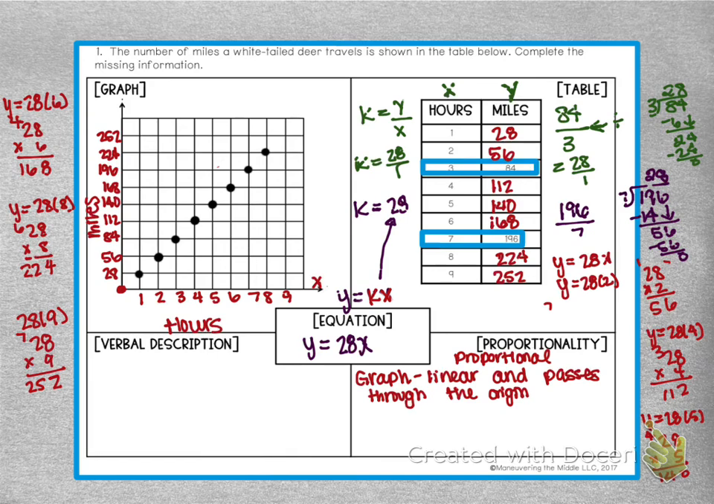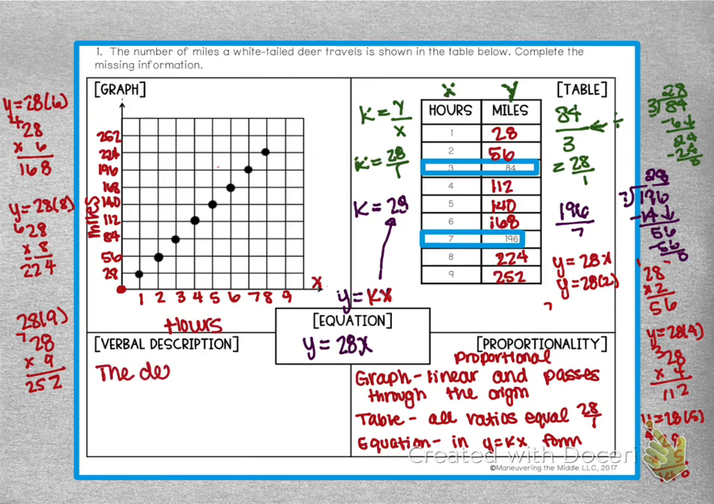Okay, and then from the table, all ratios equal 28 over 1. So that's why it's proportional. And the equation is in y equals kx form. Okay, verbal description. The deer travels 28 miles per hour.